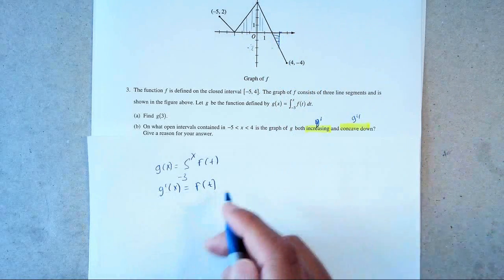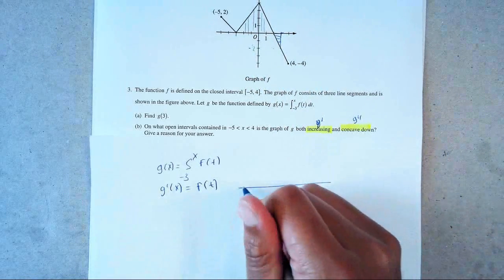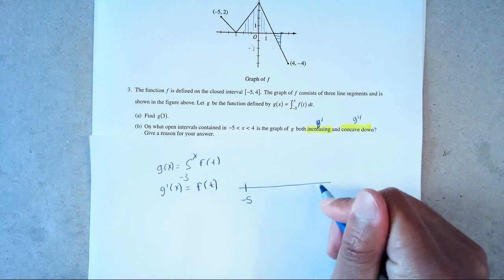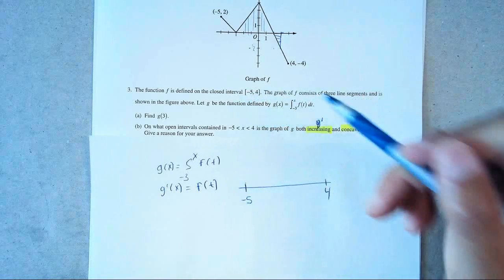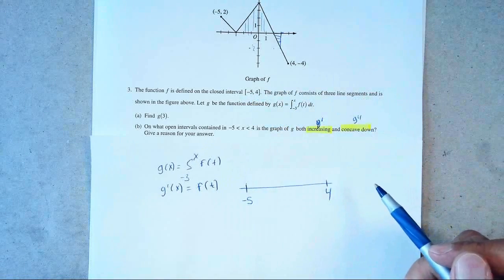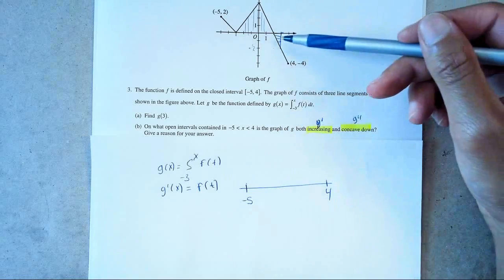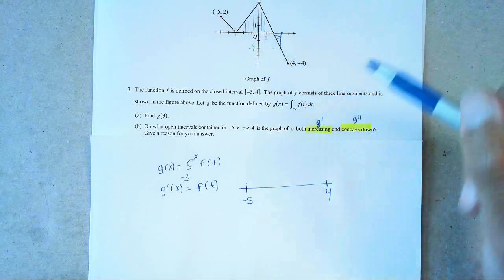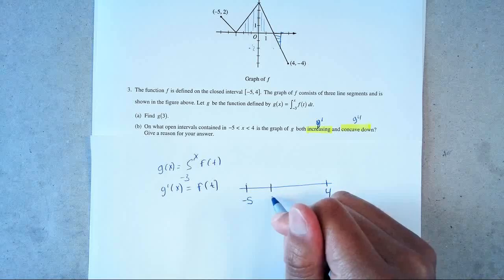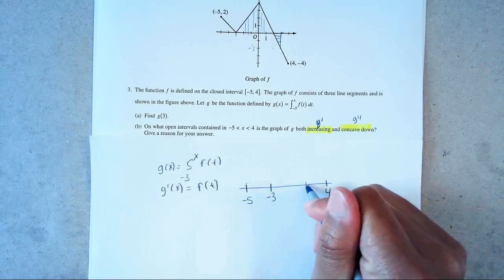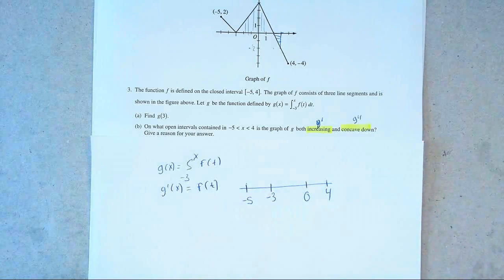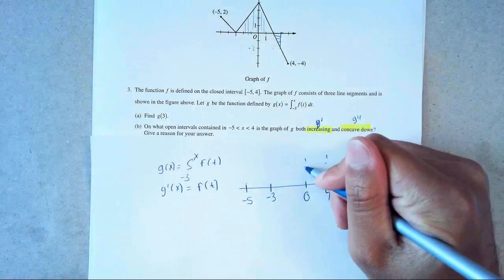So since I know this, I'm going to put a number line. I'm going to keep my bounds from -5 all the way to 4, because that's what they're asking us for. Then the next thing is find your critical numbers. Because this is your derivative, anywhere that it crosses the x-axis is a critical number. So from -5 to -3 all the way to 0, then my next thing is to go, I'm going to separate it.